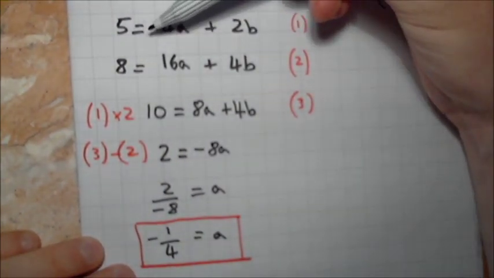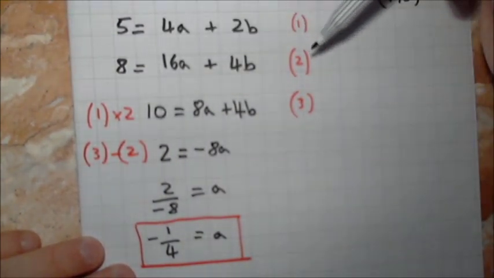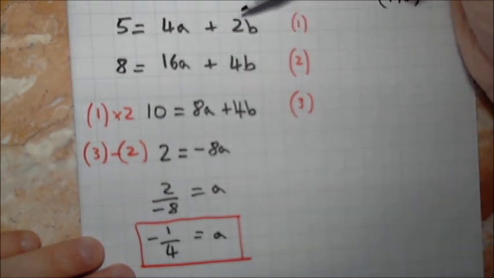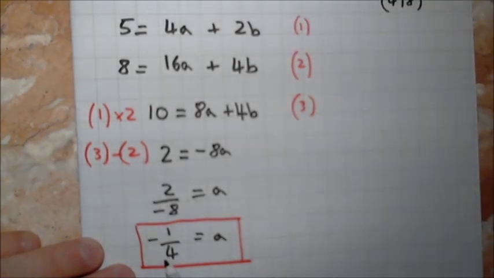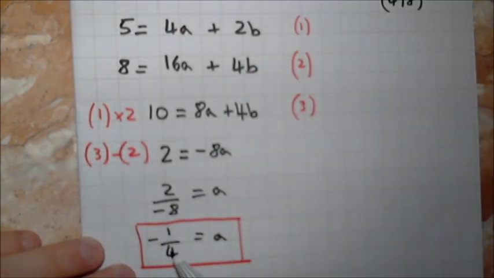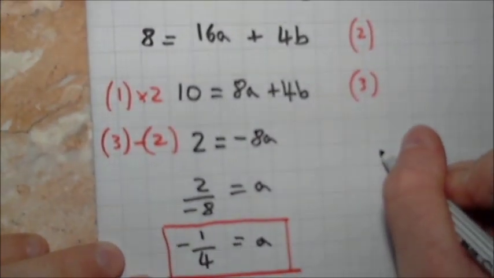Okay, let's have a look. Which one do you reckon is the easiest to use? Line 1, line 2, or line 3? I'm going to pick line 1 because all the numbers are quite small. So let's have a go for it. I'm going to put this a value here and change it from that a. I'm going to put it as minus a quarter. So let's write it down first of all.